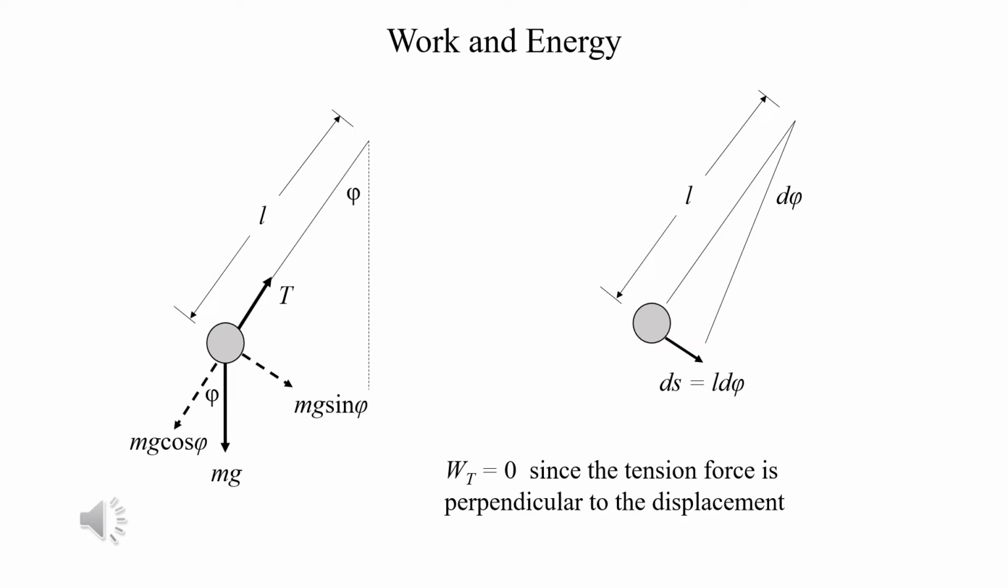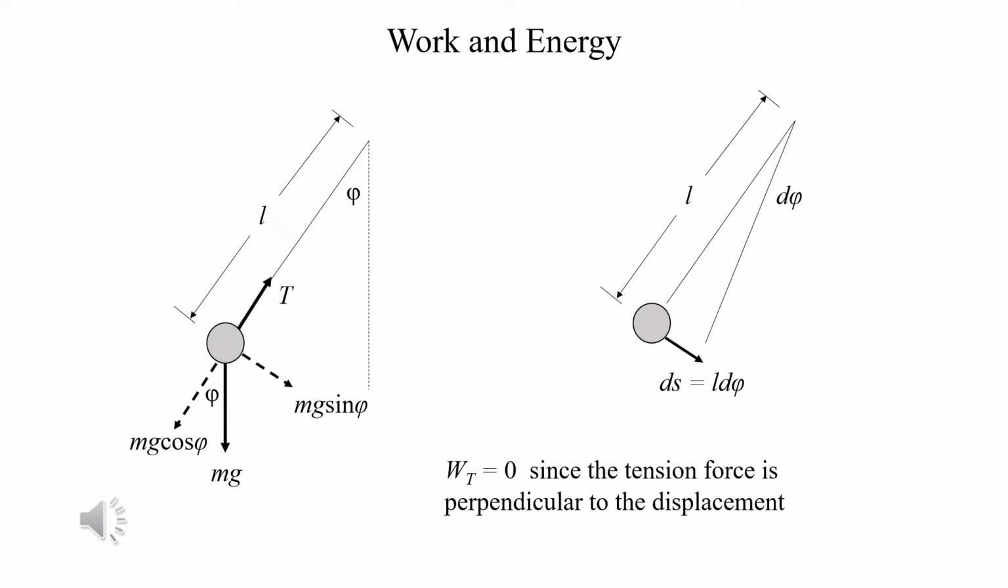The tension force never does any work, since the tension force is always perpendicular to the displacement. When we do the dot product, we get 0. Dot product of perpendicular vectors, of course, is 0. So the tension force doesn't do any work, and the mg cosine phi never does any work, since it's also perpendicular to the displacement. So the only component of the force that does work is the mg sine phi.